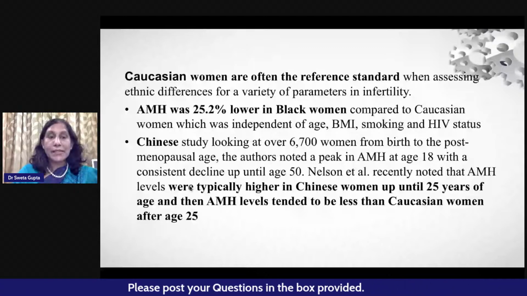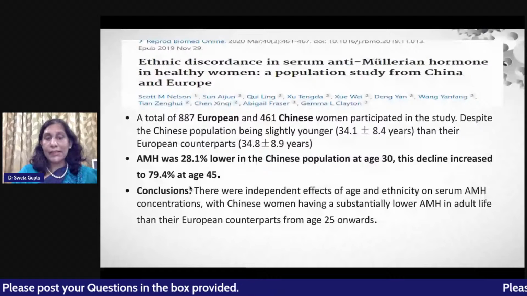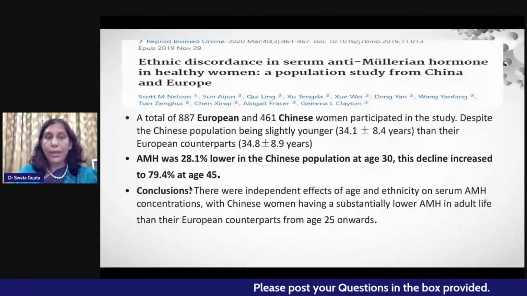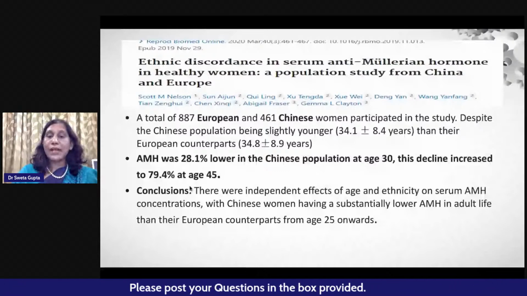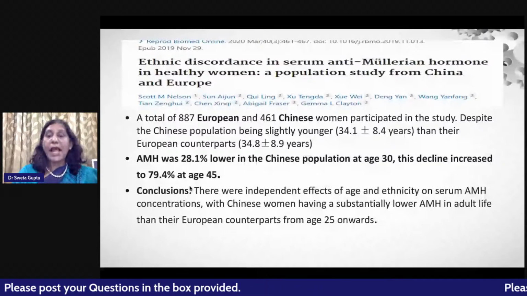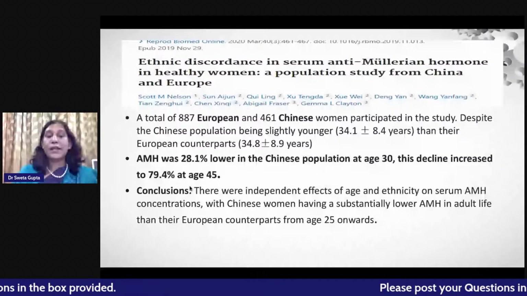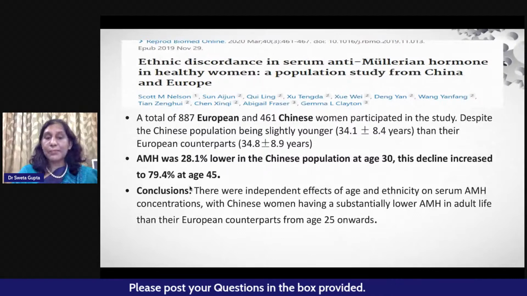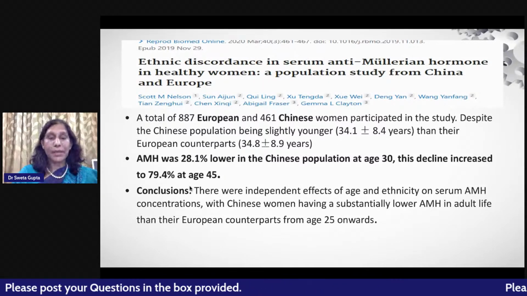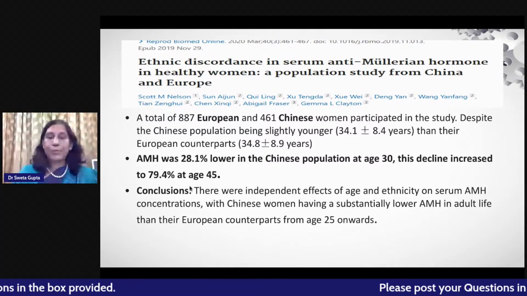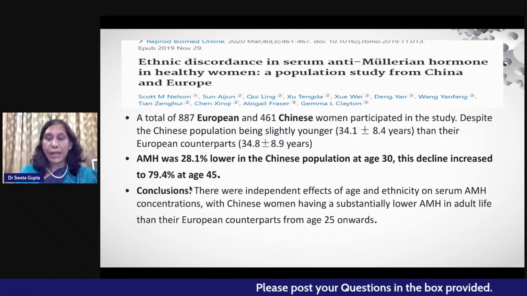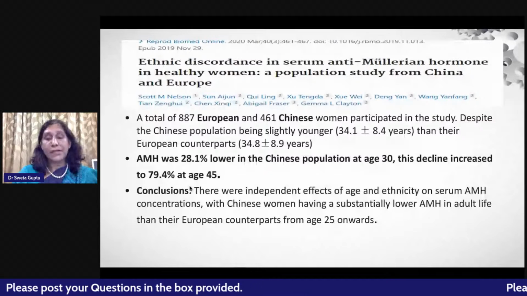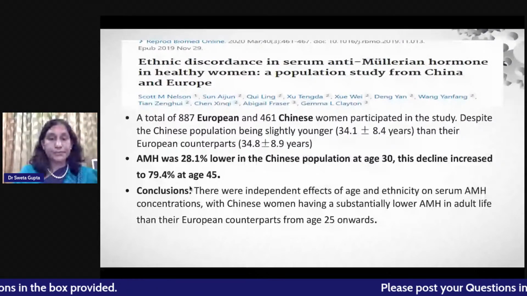So, in this study of Nelson et al., which was published in 2019, they again studied the ethnic discordance in serum AMH, and they found that the AMH was 28% lower in the Chinese population at the age of 30, and this decline increased to 79.4% at the age of 45. So they concluded that there were independent effects of age and ethnicity on serum AMH concentration, with Chinese women having a substantially lower AMH in adult life than their European counterparts from age 25 onwards.